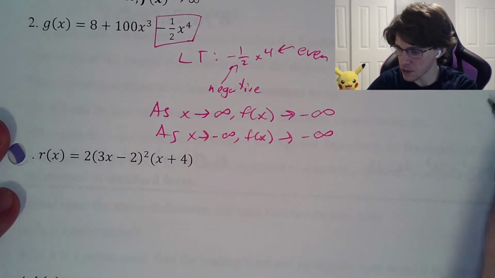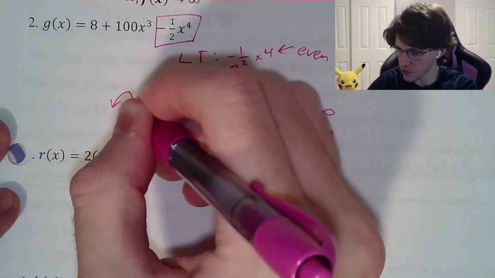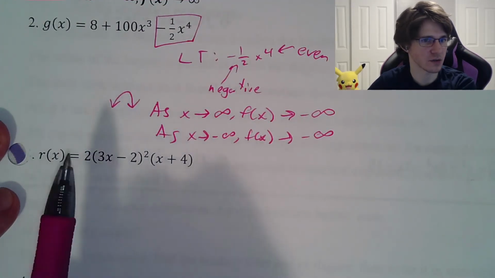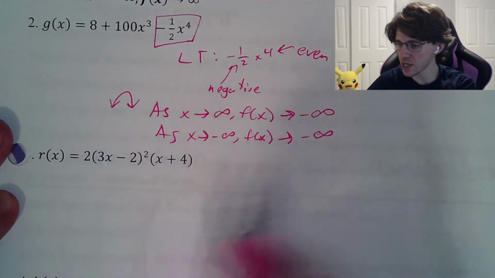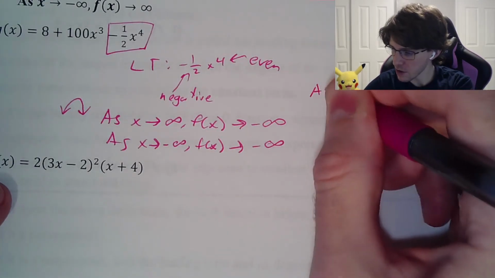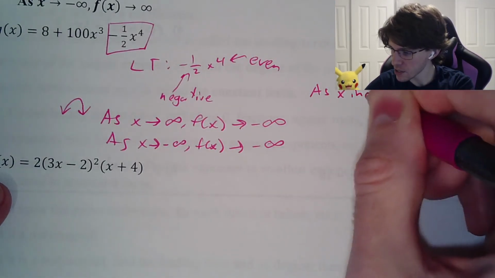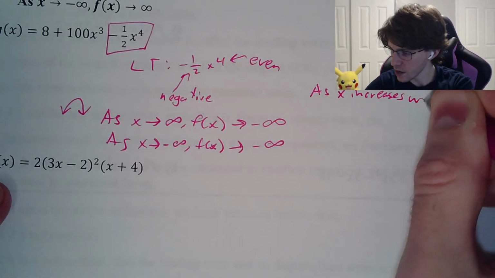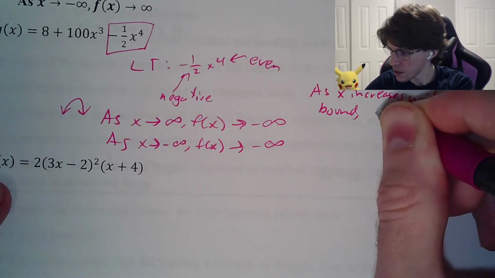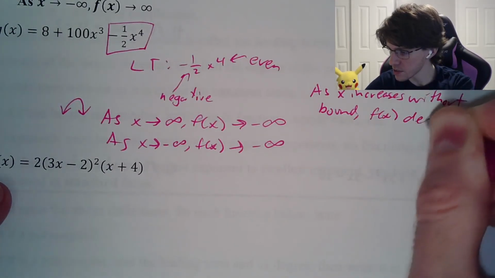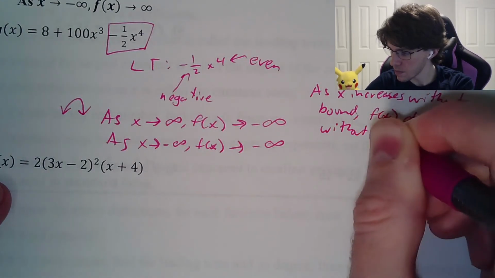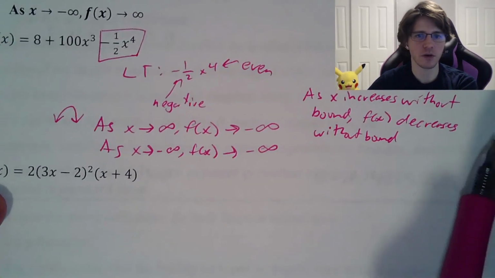If you're struggling to remember, sometimes just drawing that little picture can help. Because if you draw that little frowny face there, you can see, hey, on the left it goes down, on the right it goes down. If you wanted to write this in fancy English, there are a lot of different ways to say it. My favorite way is: as x increases without bound, f of x decreases without bound. Let's take apart what these words say.